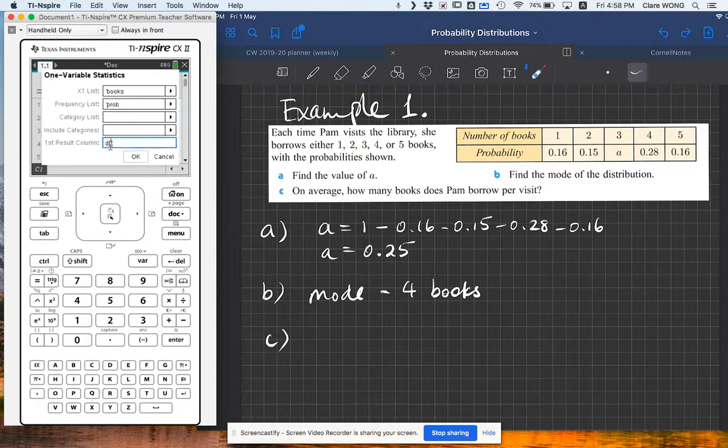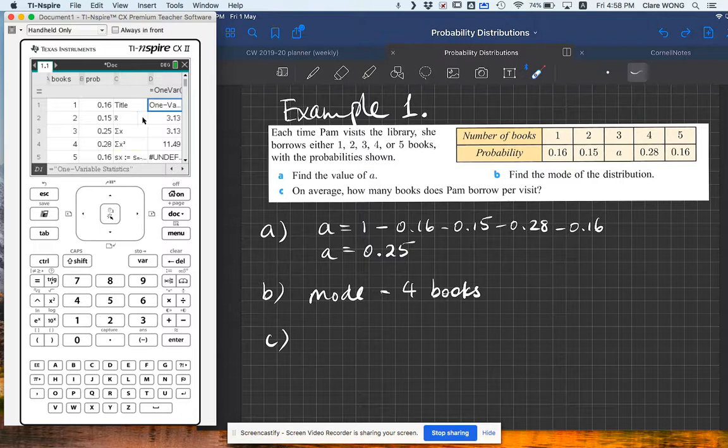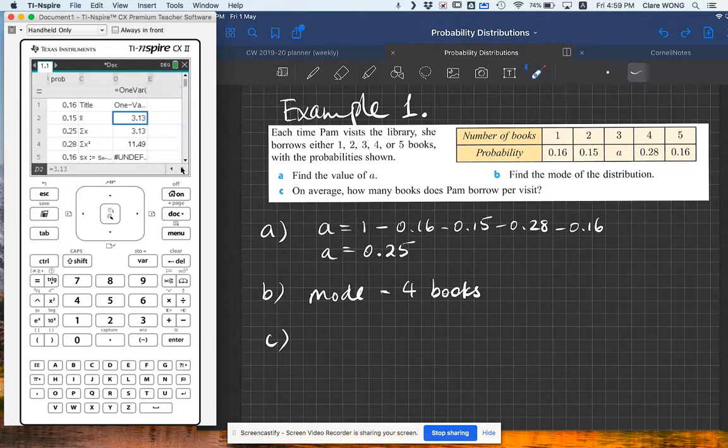Now, tell the calculator to make the output go to the first empty column. And if you click, this is the mean, 3.13. You can, of course, scroll to the right. You can tell from here that it is 3.13.